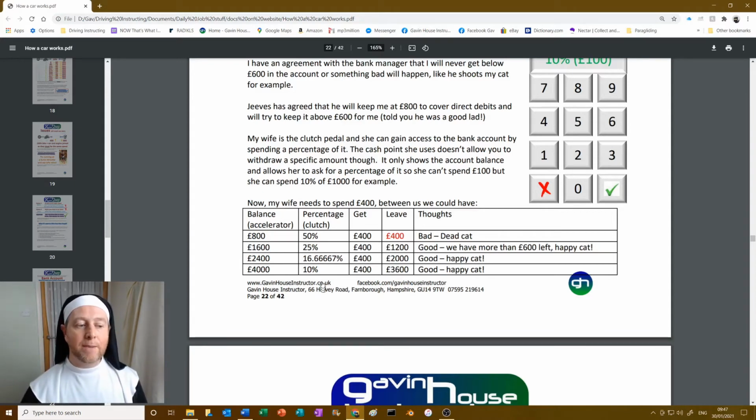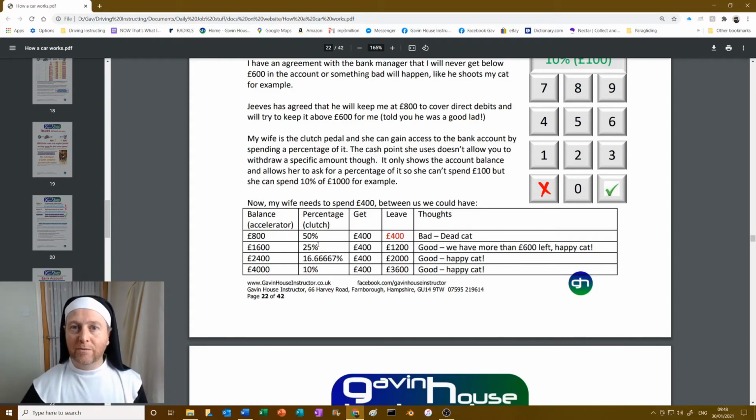Now, if I came along and I had £800 in my bank account, and Paula needed a 50% bite to get that £400, that would mean that we take £400 out of the bank account, which means the bank account gets below 600. Jeeves has walked off in a strop. One dead cat. The cat gets shot. Okay, so we can't have a 50% bite. If you get too big a percentage and the revs drop below 600, the engine stalls.